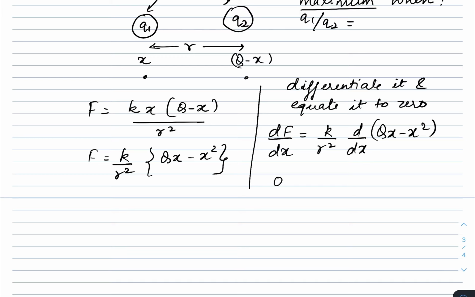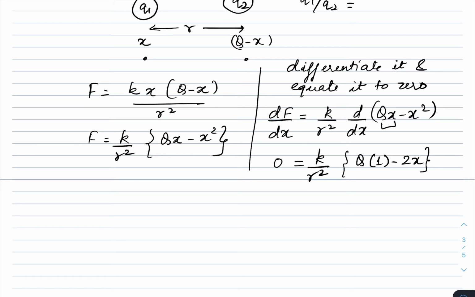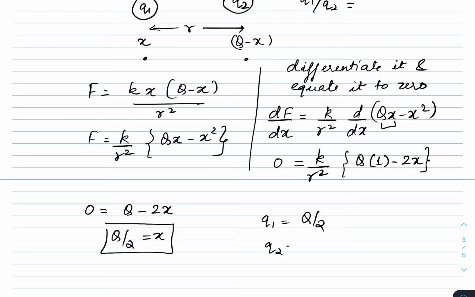So equating it to 0, it is K by R square, and Q being constant will come out. The differentiation of X is 1 and differentiation of X square is 2X. K by R square goes to 0. So we are left with 0 equals Q minus 2X, and X comes out to be Q by 2. That means the value of Q1 is Q by 2 and the value of Q2 is again Q by 2. So the ratio will be 1, right?